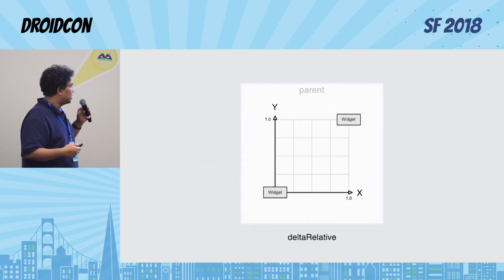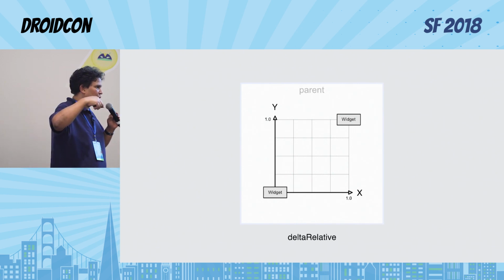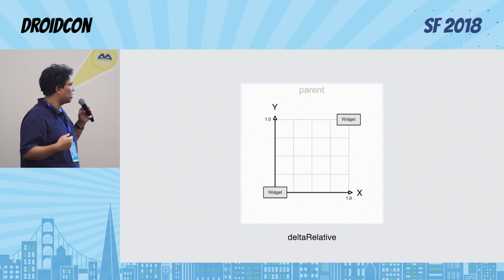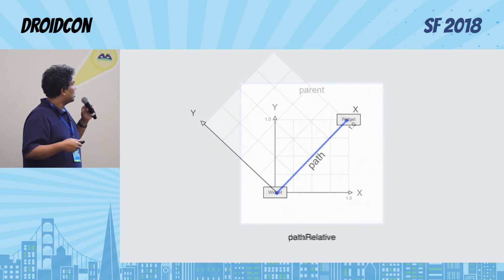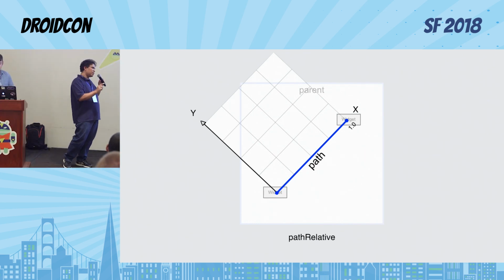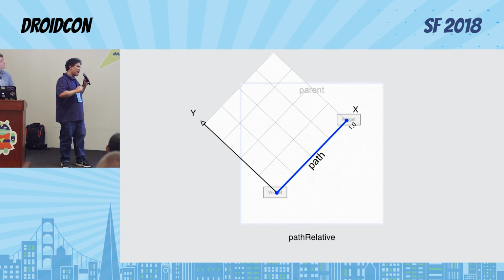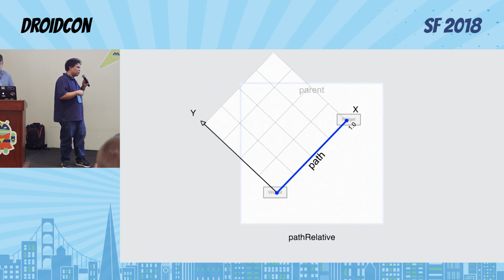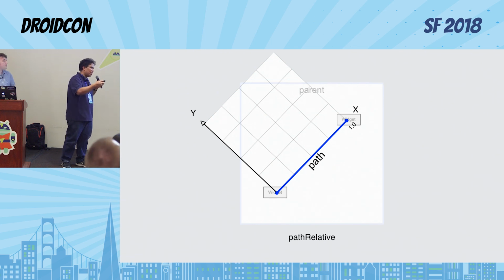The second one is delta relative, which is what I was just using, the default. It's actually the most practical. It's very useful for a lot of different animations you'll find. And the third is path relative, which is where we rotate the coordinate frame and align it with the motion path. So the X in the coordinate system is the path of the system. 0 is the start, 1 is the end where it reaches.